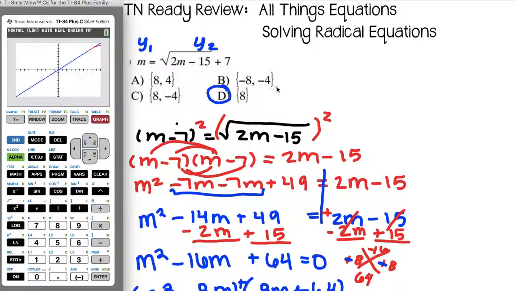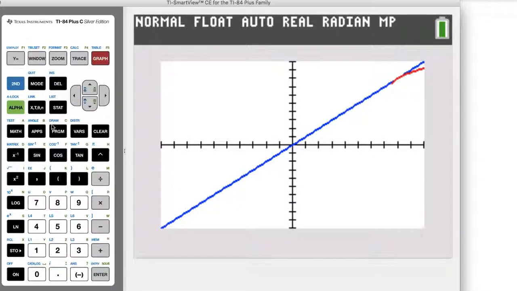And I know that it couldn't be B because the red one isn't even over on the left side of the origin. So I know I can't have any negative answers. So I can knock out B and C. So then that just gets me down to A and D. But what do I do if it doesn't look as clear? So I'm going to go back and I'm going to show you how to find your answer.